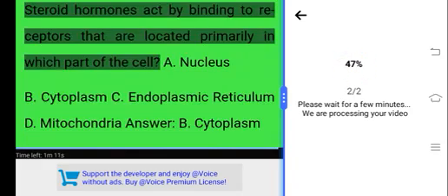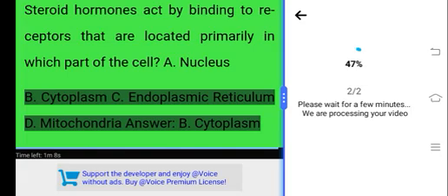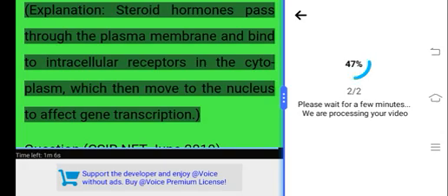Question. CSIR NET December 2016. Steroid hormones act by binding to receptors that are located primarily in which part of the cell? A. Nucleus. B. Cytoplasm. C. Endoplasmic reticulum. D. Mitochondria. Answer. B. Cytoplasm. Explanation. Steroid hormones pass through the plasma membrane and bind to intracellular receptors in the cytoplasm, which then move to the nucleus to affect gene transcription.